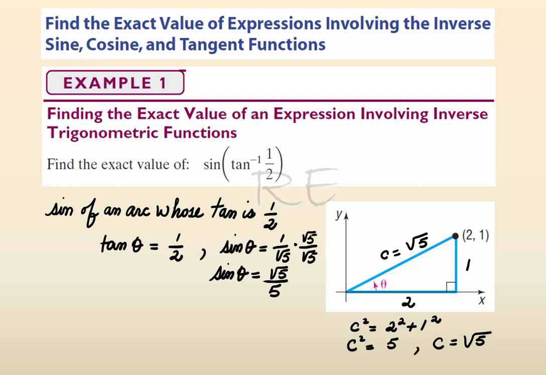We can answer the question now. The sine of an arc whose tangent is 1/2 is equal to square root of 5 over 5.